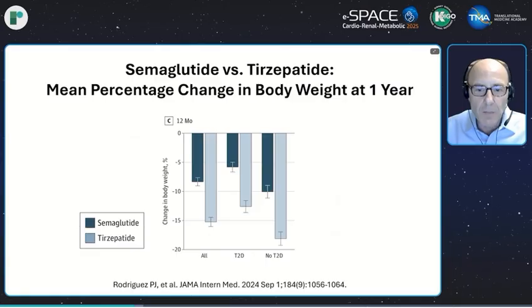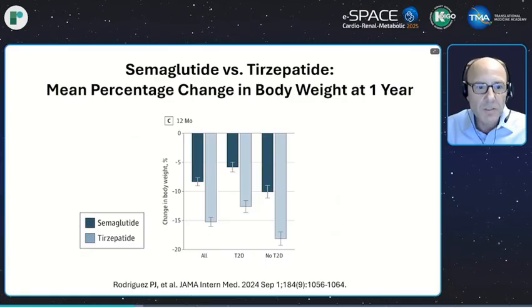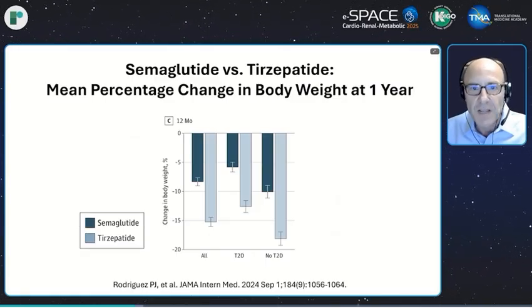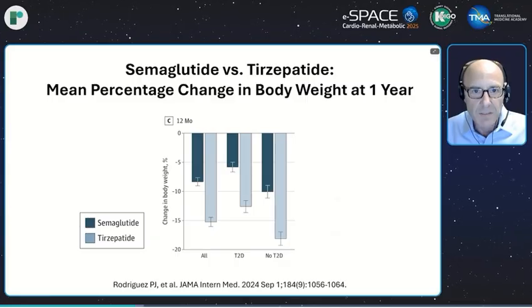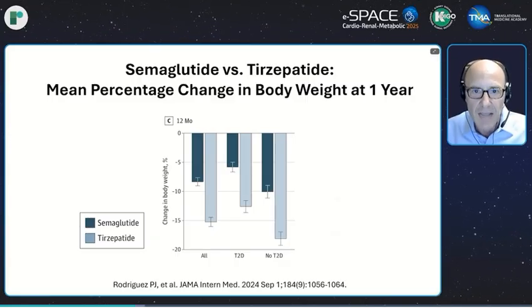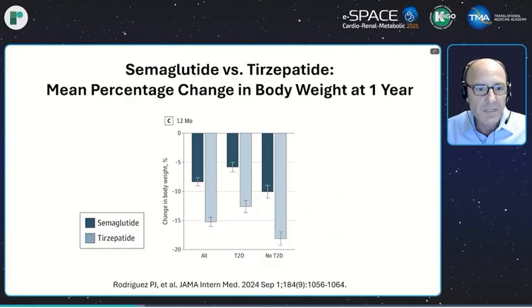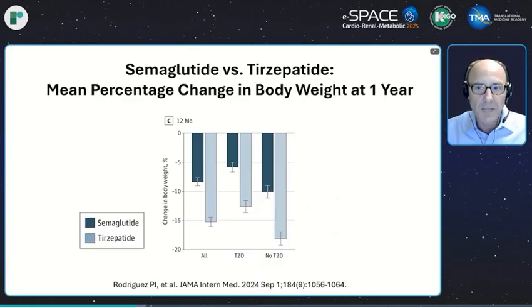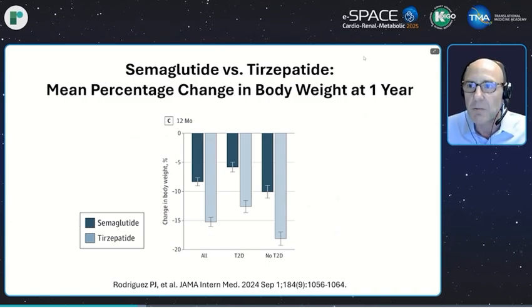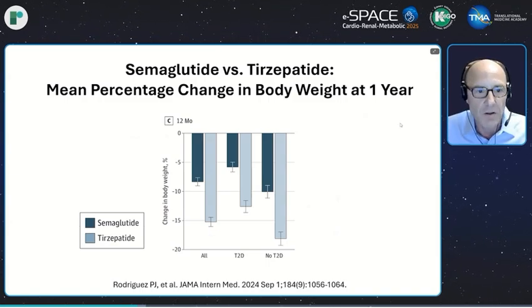And this is a little bit more recent published data. This was from a phase 3 open label randomized trial. It was called Surmount 5. And it was a direct comparison of semaglutide versus tirzepatide. And this particular slide is looking at the mean change in body weight at 1 year.